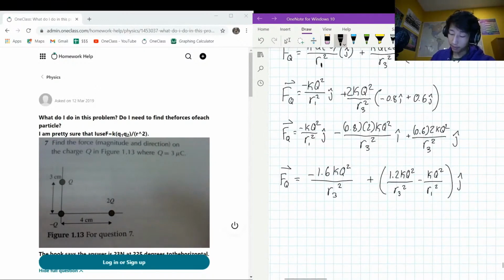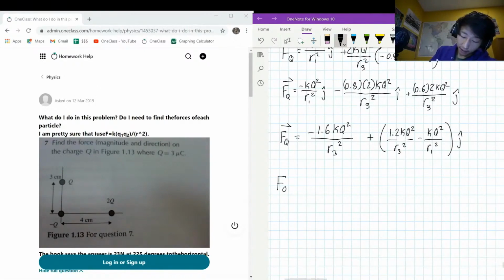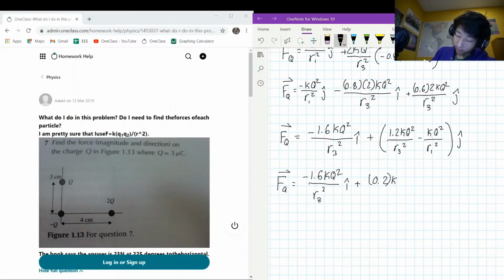Okay, and to simplify this a little bit more, the first term we have to keep the same. There's no real simplification. We can put kQ squared over R3 squared in the I direction. Don't forget these are important. Plus 0.2 k q squared over... whoops, my bad, those don't work out. Can't factor this out anymore. In fact, that was as simple as we can get it just above there, so let's just sub in the numbers now. My bad.